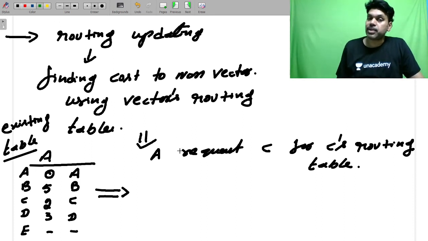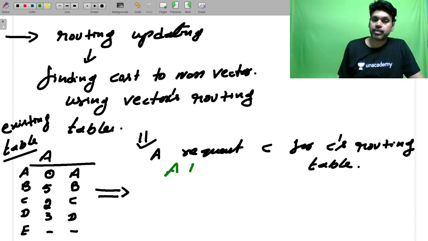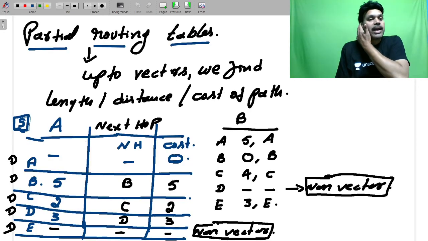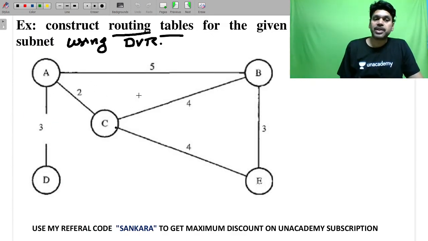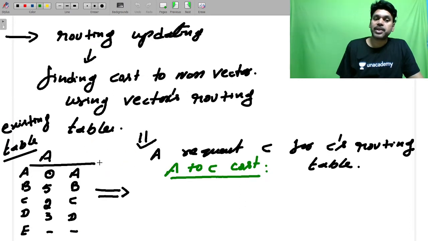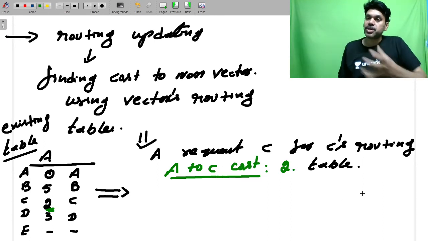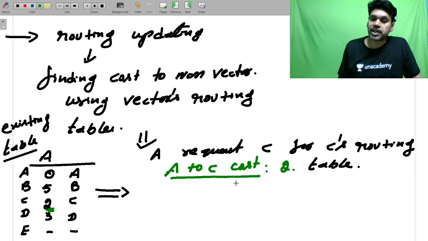And the next step: A requests C for C's routing table. It is ready to give it. Now the A to C cost you also need to take. The A to C cost is important for us. What is the A to C cost? Look at the diagram, the A to C cost is 2. Or you can also look at the routing table, the A to C cost is 2. Okay. Now we are going to get C's routing table.